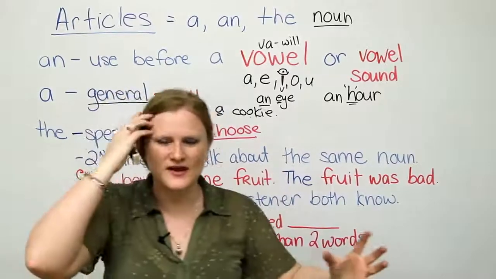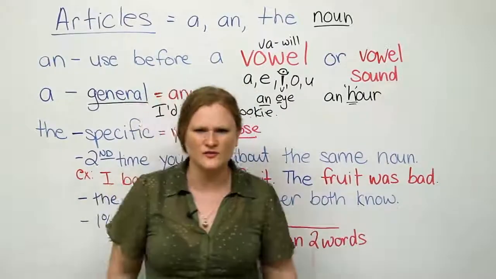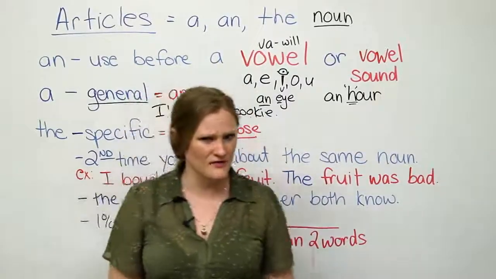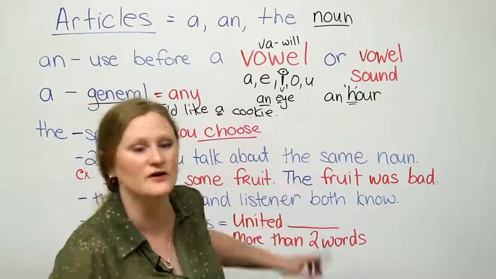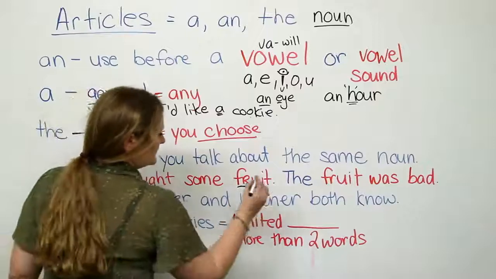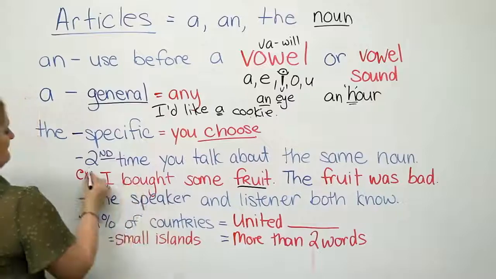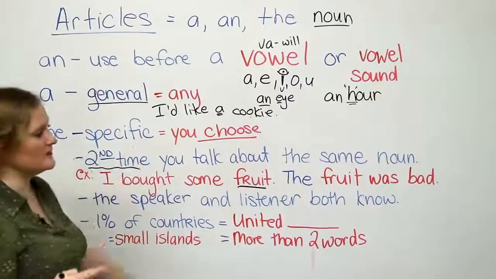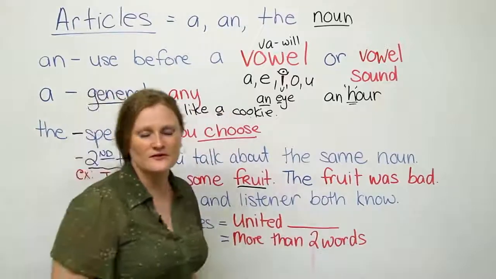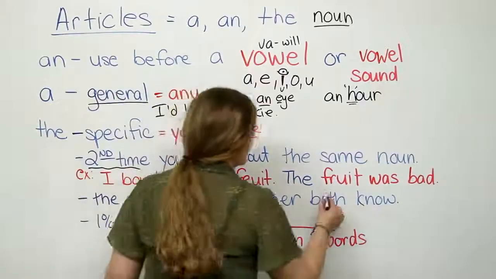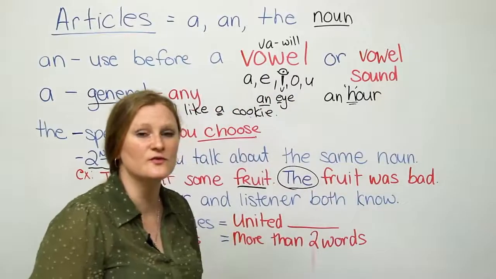But Ronnie, you just said if it's an uncountable noun, we don't use an article. What are you doing? Have you lost your mind? No, this is a grammar rule. The first time I talk about the fruit, I use no article because it's uncountable. But the second time I'm talking about the same noun, I have to. I don't know why. I just have to. It's a rule. So I have to say the fruit. The fruit was bad.